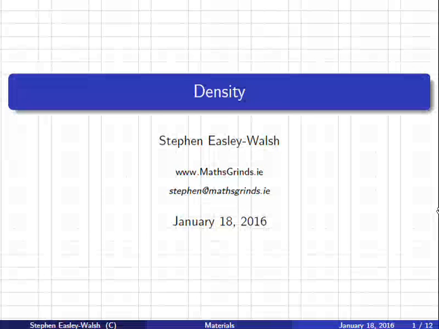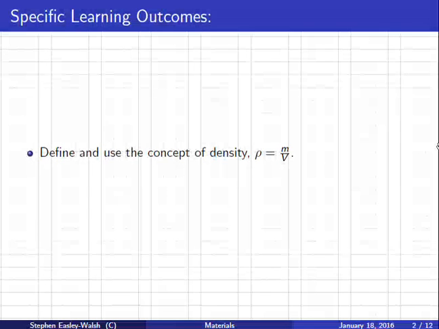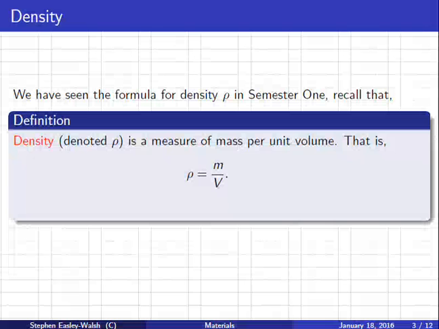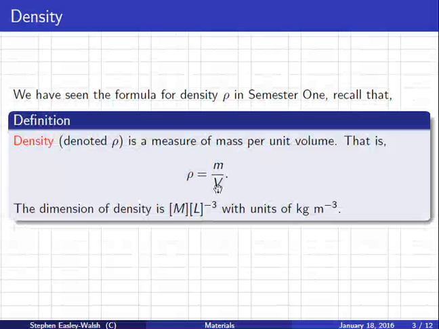So write this down now. We're starting the next section of the course, which is called materials. Density, which you might remember from the first week. You've already seen the formula for density, but I think it's good to write it down again. Density is rho. In semester one, you should remember that density is how much mass per unit volume there is. So density is mass divided by volume.